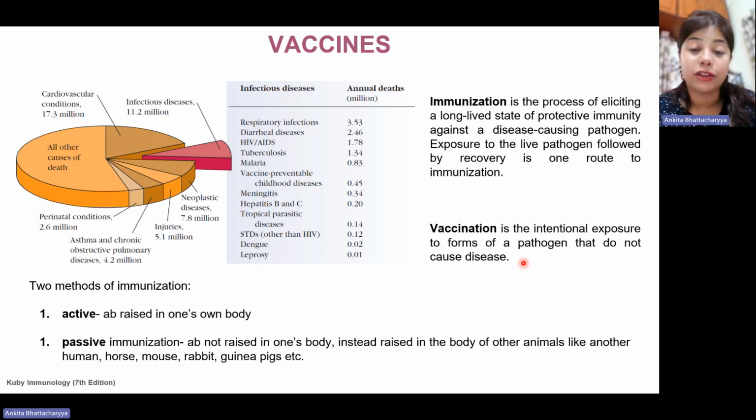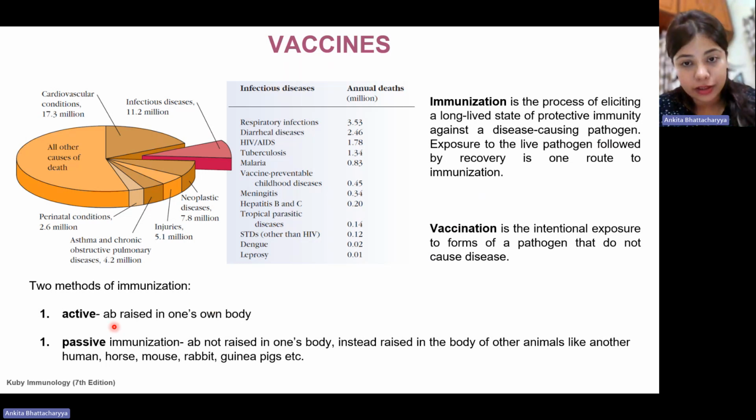You do not want the pathogenic version of the pathogen to be present because, of course, that won't be helpful. That might instead become lethal. So you go in with non-pathogenic or non-disease causing forms of the same pathogen, to which you carry out intentional exposure. Now, there are two methods via which immunization can be done.